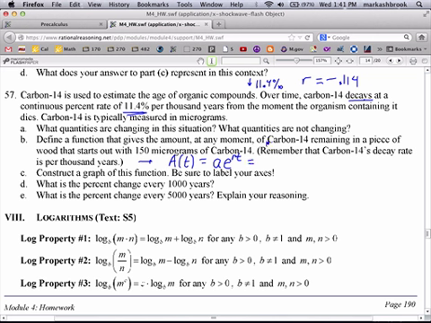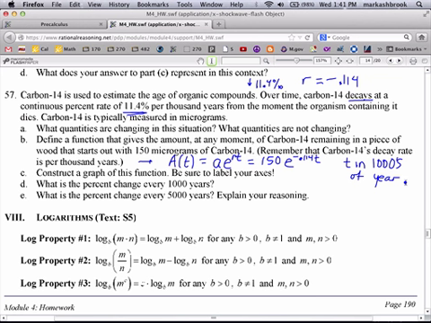What's A? 150. We know what R is now. Negative 0.114 t. But we got to remember that t is in thousands of years. So if t is 2, that means what? 2,000 years. Because every 1,000 years we have this continuous rate of 11.4. So the question is talking about define the function that gives the amount at any moment.